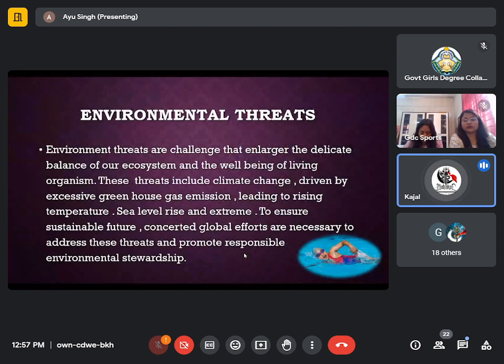What are environmental threats? Environmental threats are challenges that endanger the delicate balance of our ecosystem and the well-being of living organisms. These threats include climate change, driven by excessive greenhouse gas emission, leading to rising temperature, sea level rise and extreme weather. To ensure a sustainable future, concerted global efforts are necessary to address these threats and promote responsible environmental stewardship.